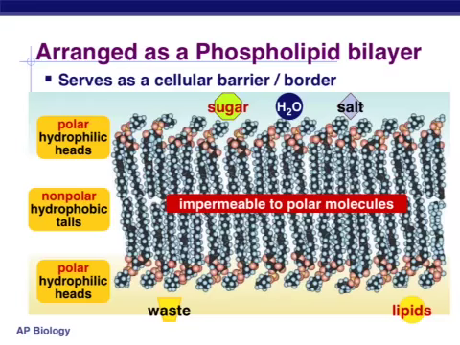So this is what the whole arrangement would look like. Again, the polar region, or the hydrophilic region, is always going to be facing the water, which would be these heads. And the nonpolar region, the tails, will always be in the middle. Because of this, the whole membrane is impermeable to polar molecules. Because remember, the middle region of the membrane, the bulk of the membrane, is nonpolar.